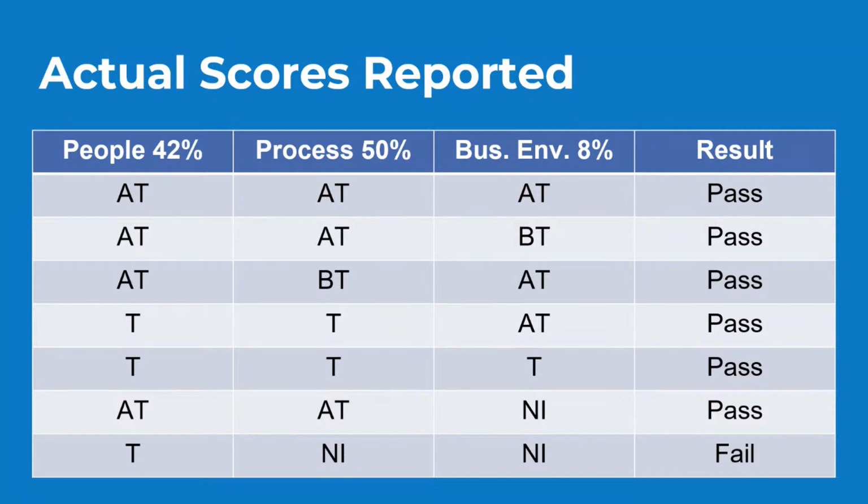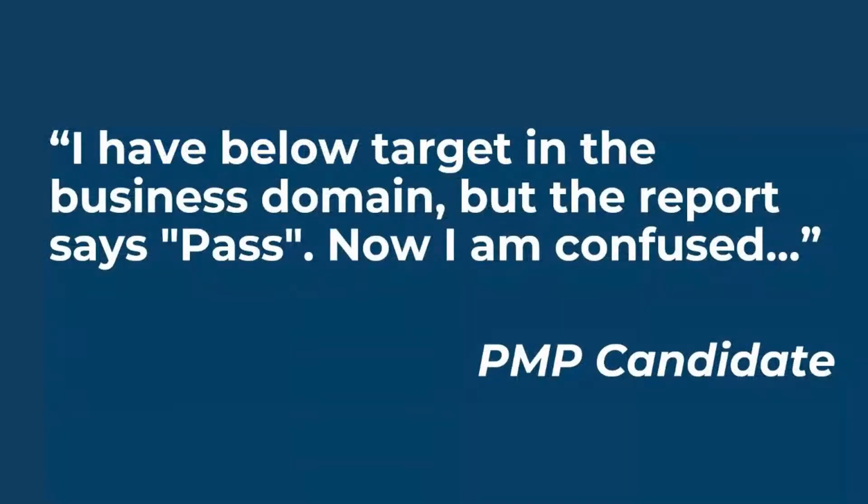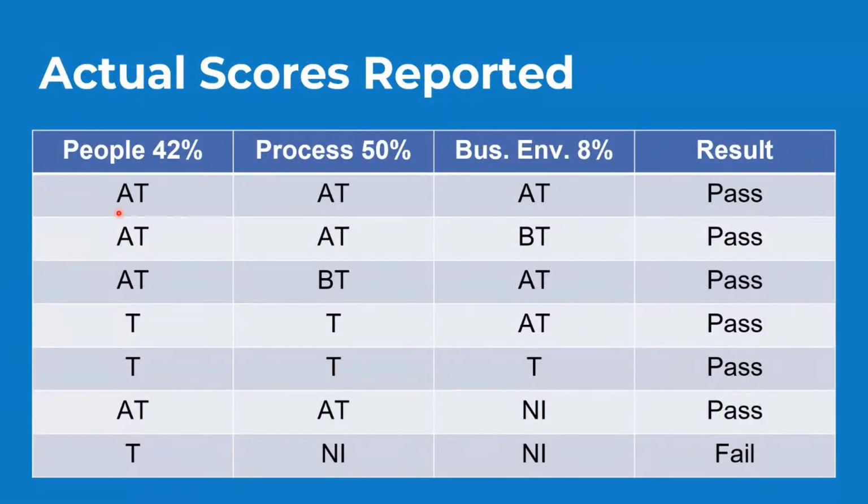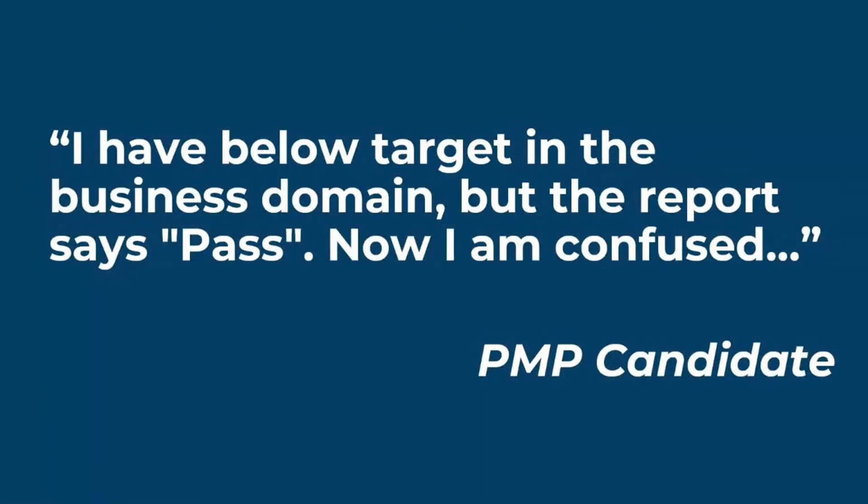Okay. Now then, I said some people are surprised when they get their initial score, right? This is a PMP candidate who posted this on social media and said, I had below target in the business domain, but the report says pass. Now I am confused. In fact, this is the person here, second row, below target in the business environment domain, who passed, right? But got confused. Why? How can I have a below target and still pass? I don't get it.